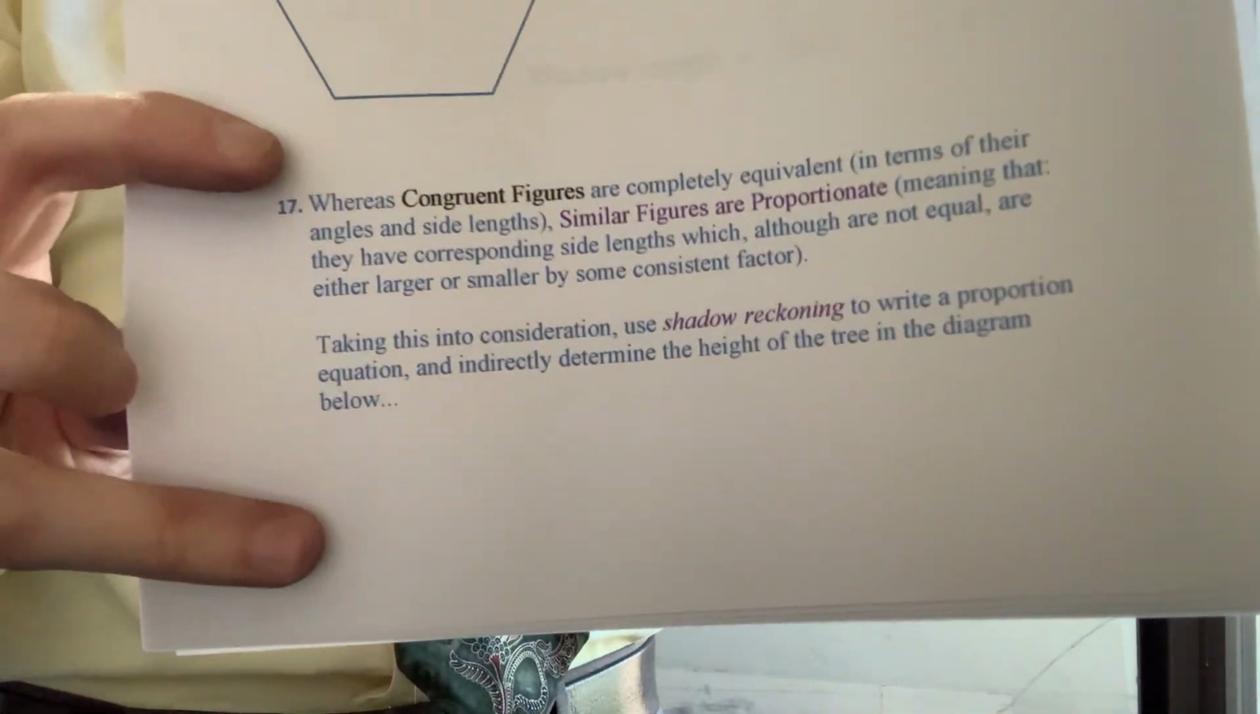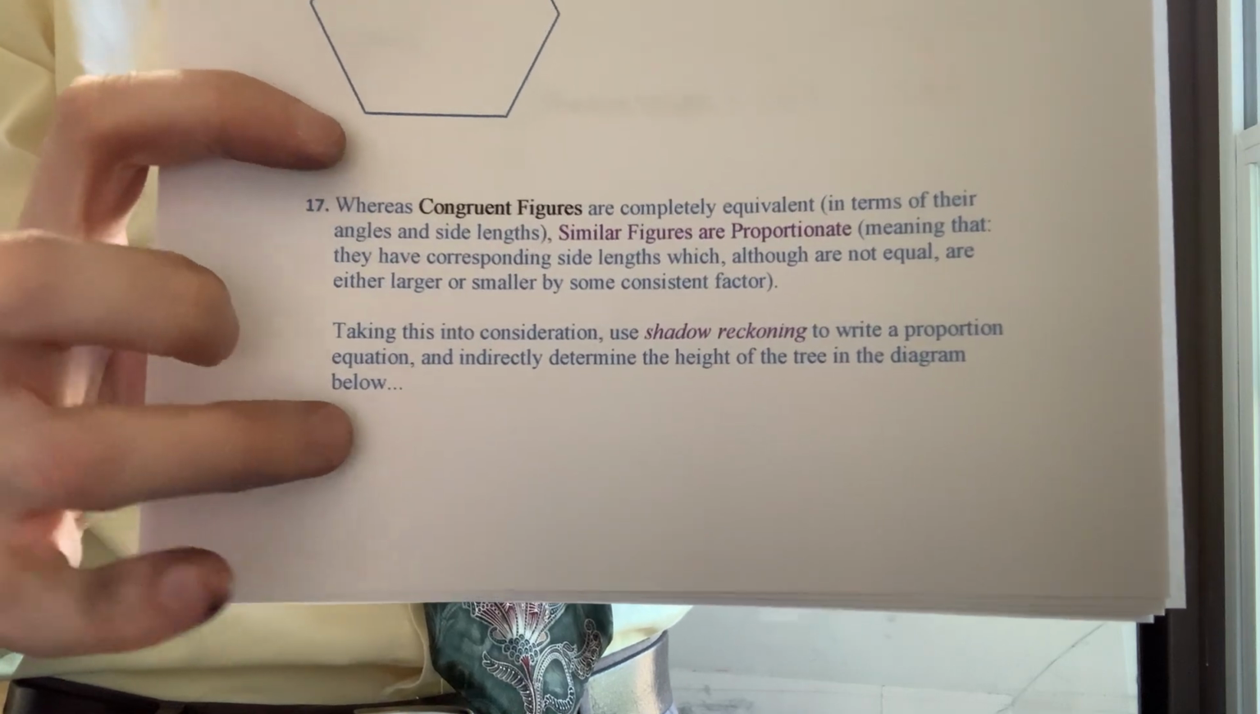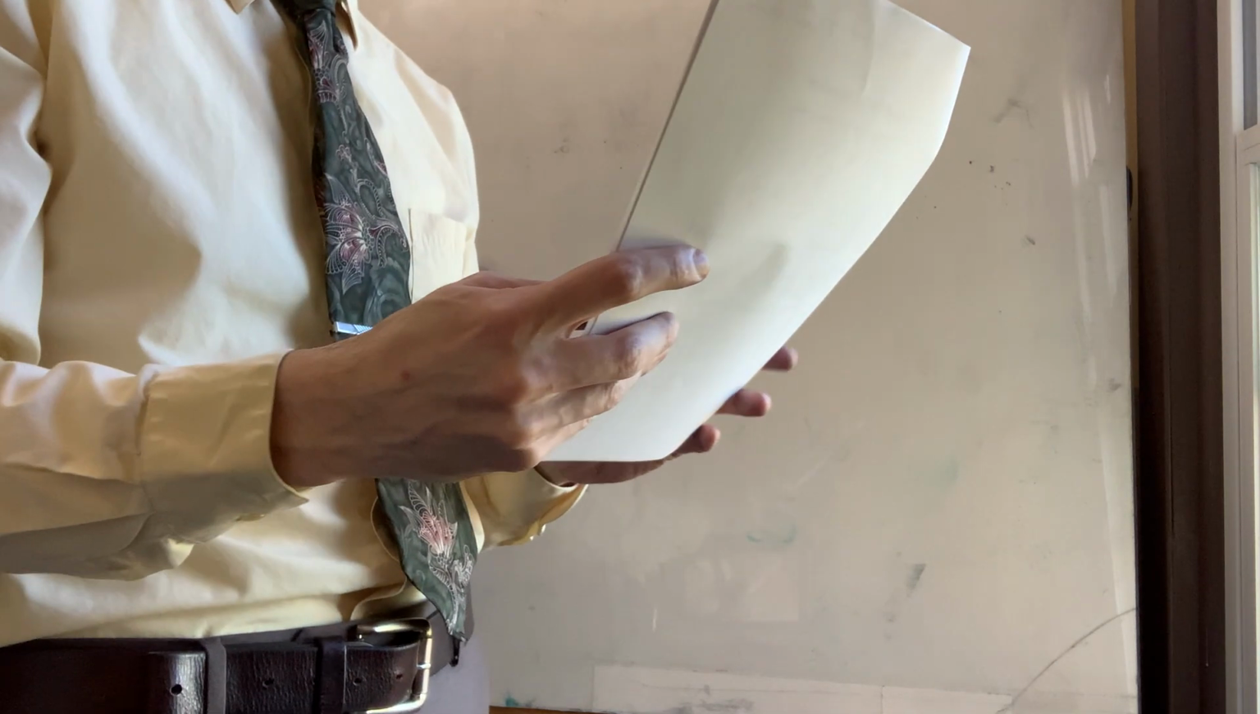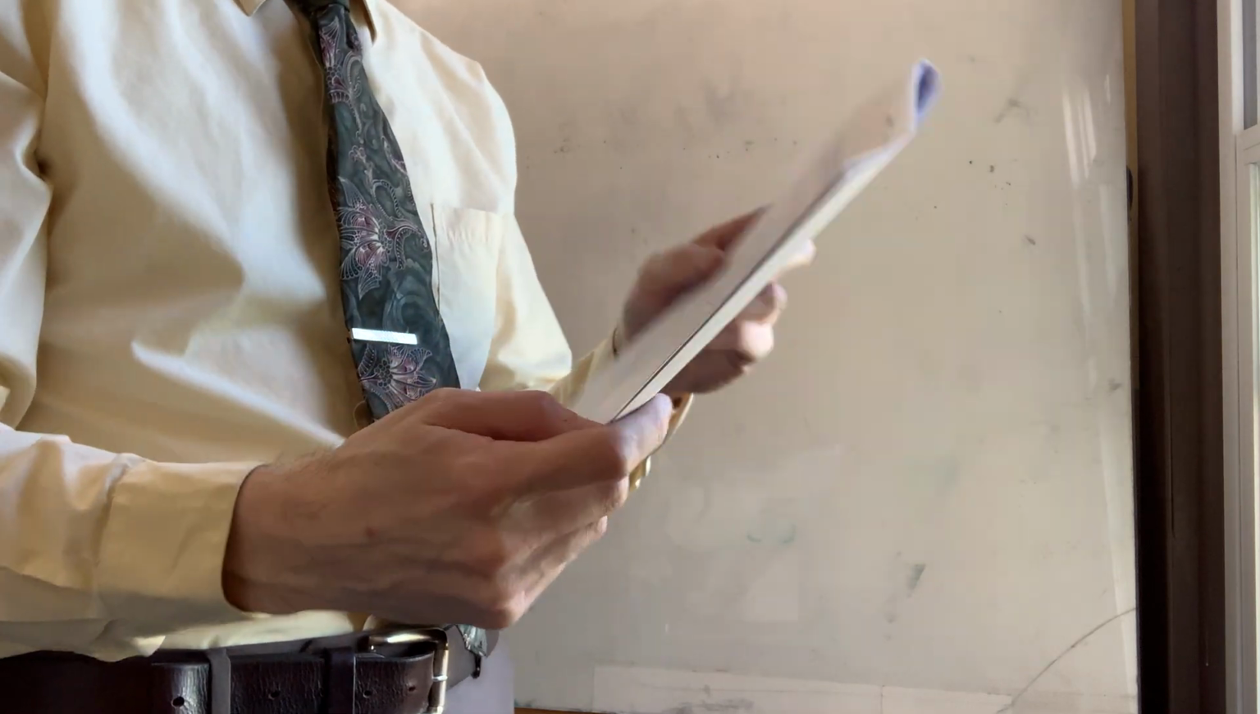Now this took up 2 pages just because I felt I should explain. I wrote this just for information that I thought was useful. Whereas congruent figures are completely equivalent in terms of their angles and side lengths, similar figures are proportionate, meaning that they have corresponding side lengths which, although not equal, are either larger or smaller by some consistent factor. Taking this into consideration, use shadow reckoning to write a proportion equation and indirectly determine the height of the tree in the diagram below. This is the instruction for problem 17.